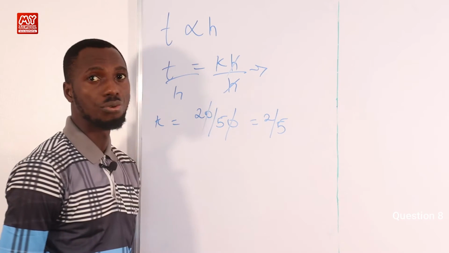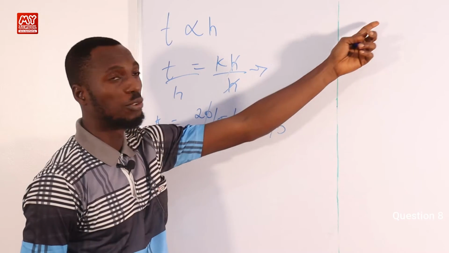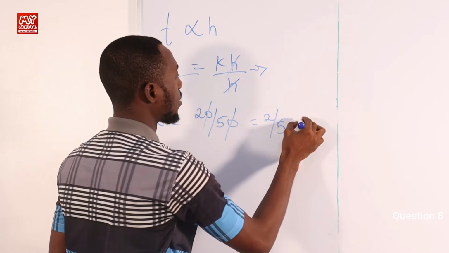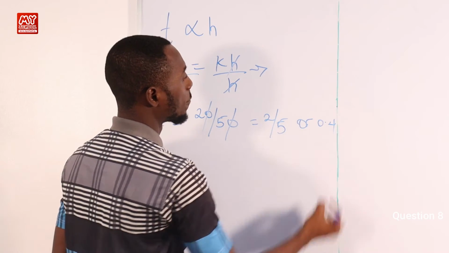If you want to bring it to decimal, it's very easy. You can recall your long division method, but we don't need to do that. Just have it as 0.4.